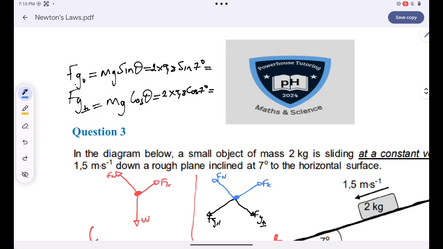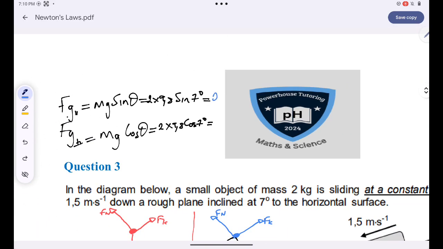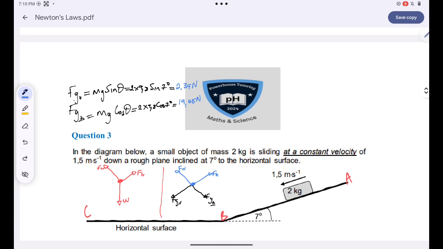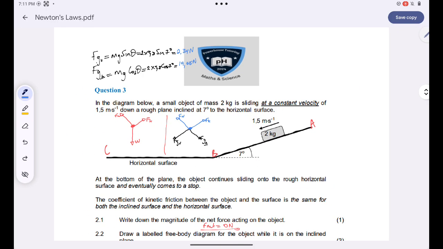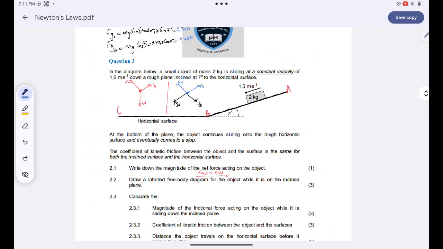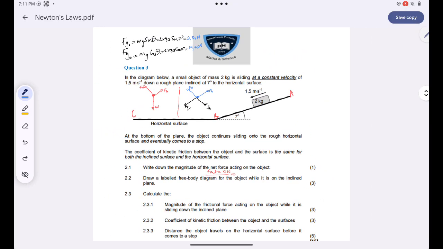The gravity parallel is simply equal to 2.39 newtons. And then now let's check the gravity perpendicular. That's 19.45 newtons. Okay, let's work now, guys. I calculated those two forces because we will need them, no?